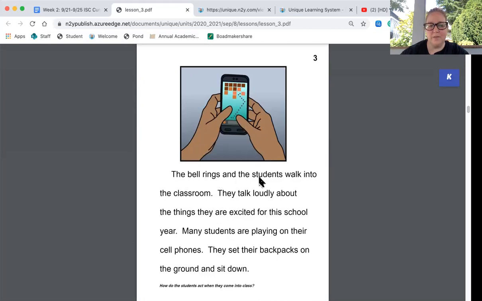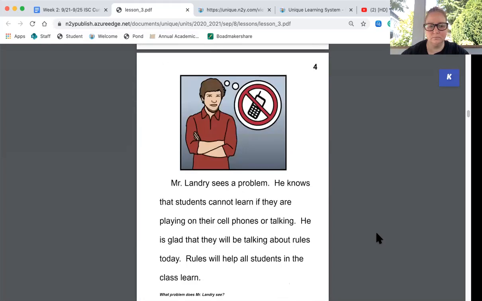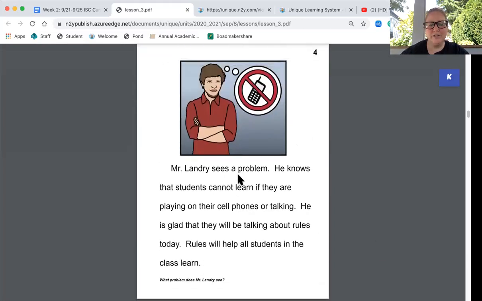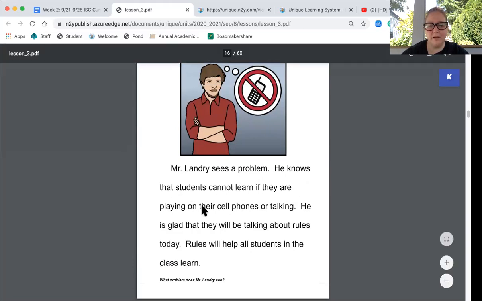The bell rings and the students walk into the classroom. They talk loudly about the things they are excited for this school year. Many students are playing on their cell phones. They set their backpacks on the ground and sit down. Mr. Landry sees a problem. He knows that students cannot learn if they are playing on their cell phones or talking. He is glad that they will be talking about rules today. Rules will help all students in the class learn.